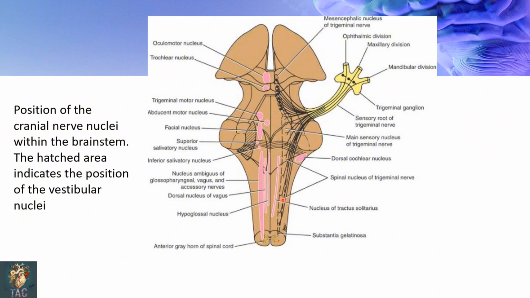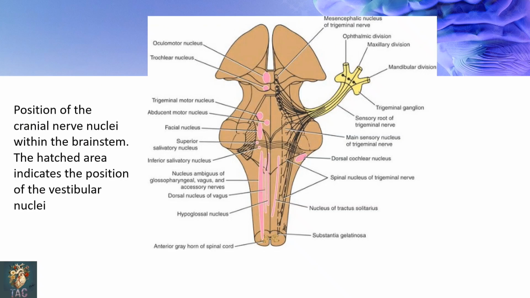So in the medulla oblongata you can see the nucleus of the tractus solitarius, and behind this you can see the spinal tract of the trigeminal nerve. In the center, the most medial is the hypoglossal nucleus, then you can see the dorsal nucleus of the vagus, and then the nucleus ambiguus. So most medial is the hypoglossal, then the dorsal nucleus of the vagus, and then the nucleus ambiguus, which is present over here.